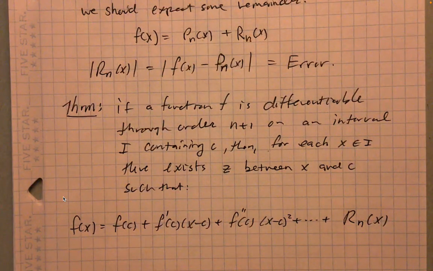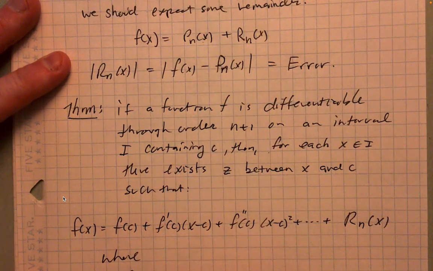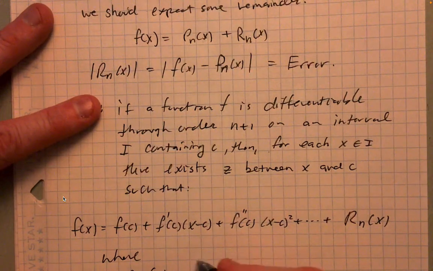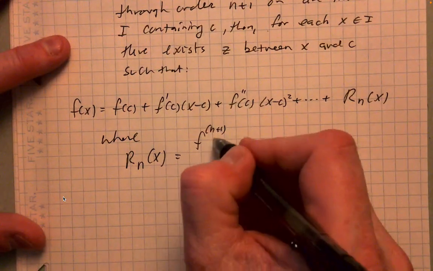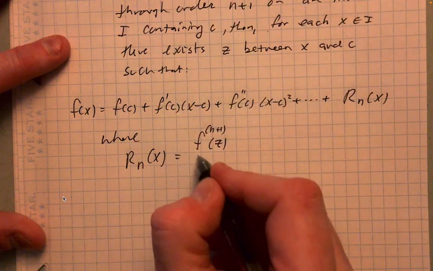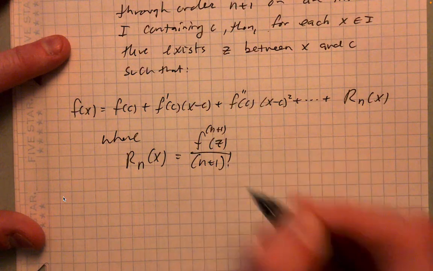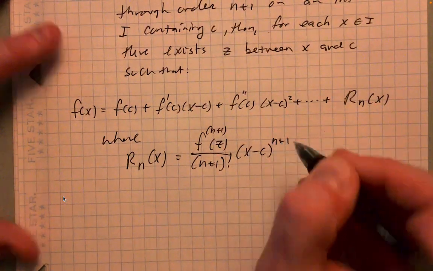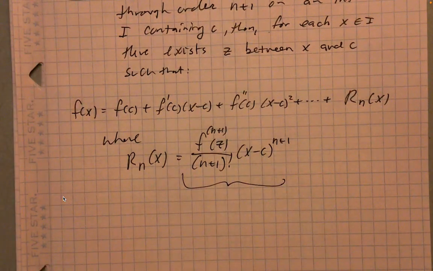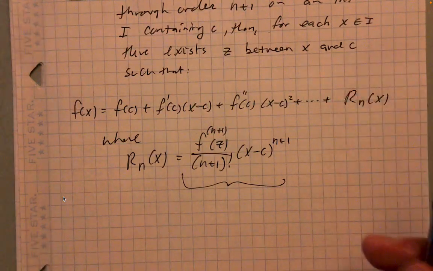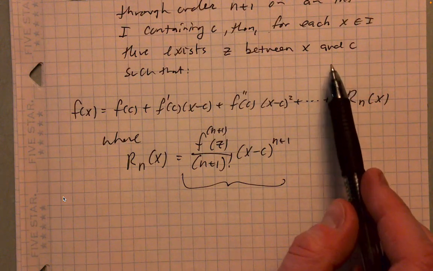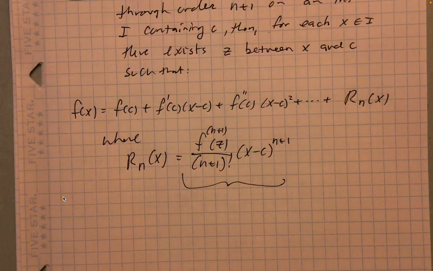Now, what is this remainder? R sub n of x is equal to f to the n plus 1, the n plus 1 derivative evaluated at some value z, which is between x and c, divided by n plus 1 factorial times x minus c to the n plus 1. So this is the form of the remainder. The z is not known. The z can be found, but for some z between whatever your value of x is and the center of the Taylor polynomial, the remainder is given by this statement.